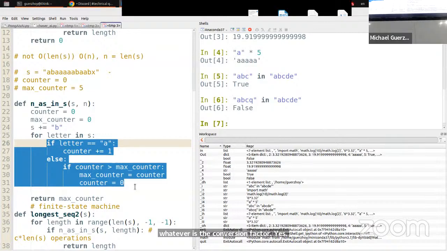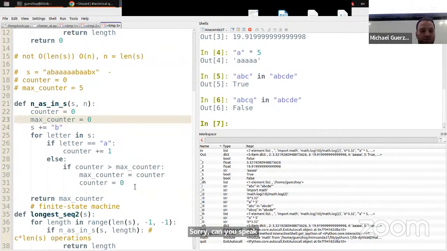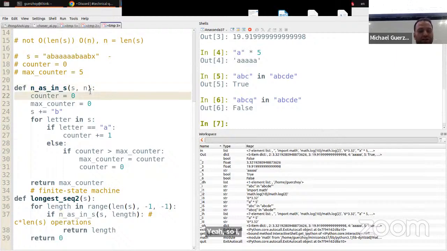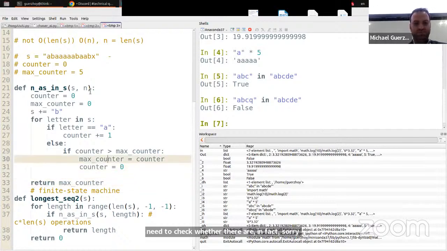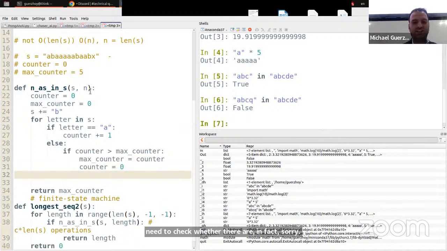Sorry, can you speak up, please? Oh, we never use it. It's true. Yeah, so I meant for this to be kind of a worse function than it is. I meant max counter is equal to X, but I meant. Thank you. So I need to check whether there are, in fact, sorry. So I'll break this function. Yeah, sorry, that's a good point. That was like a better function than I meant.